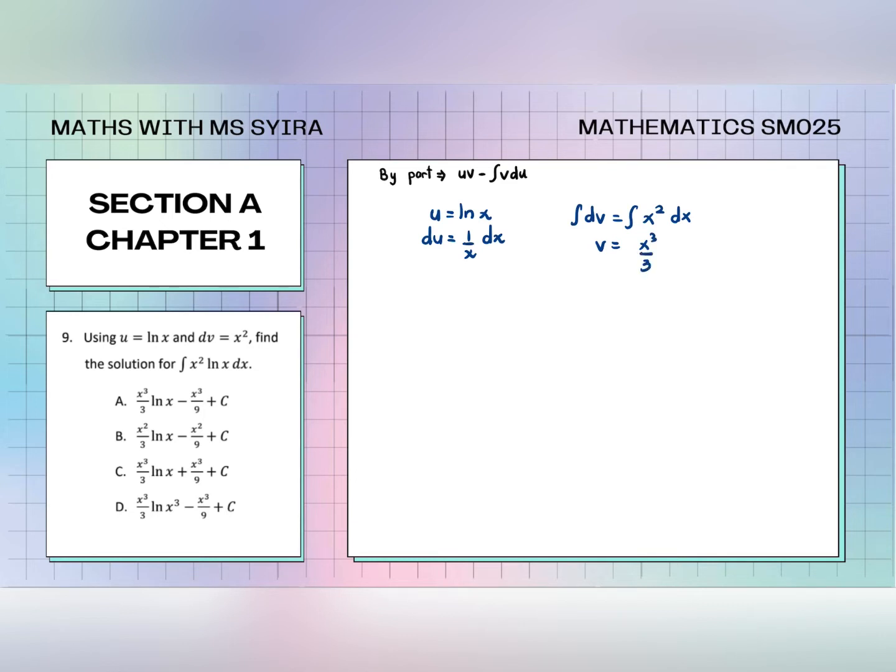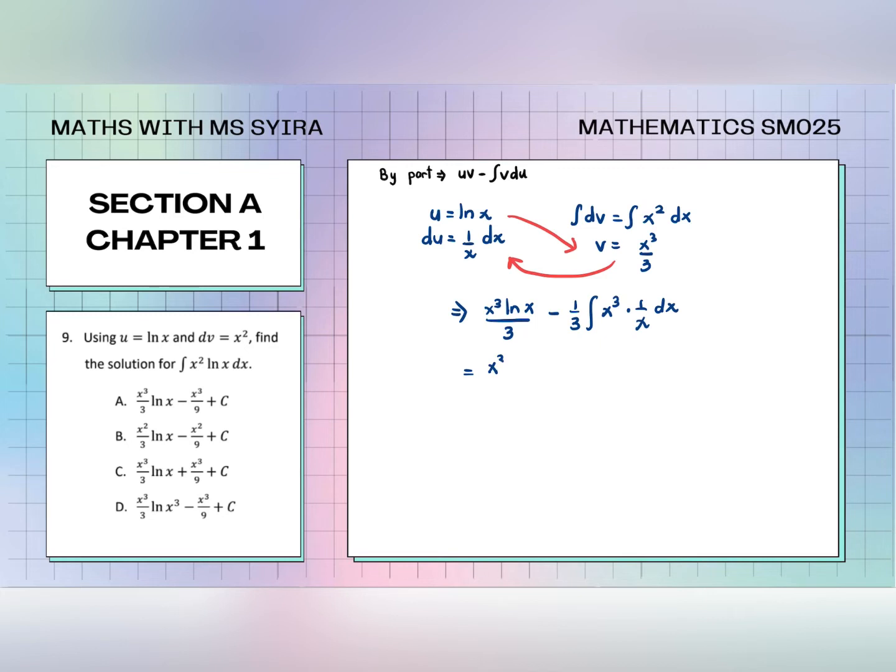And then we substitute into the formula. So uv minus v du. So x cube ln x over 3. This one is uv. uv minus v du, if you still remember. Minus v, I put 1 over 3 outside. x cube multiplied by 1 over x dx.